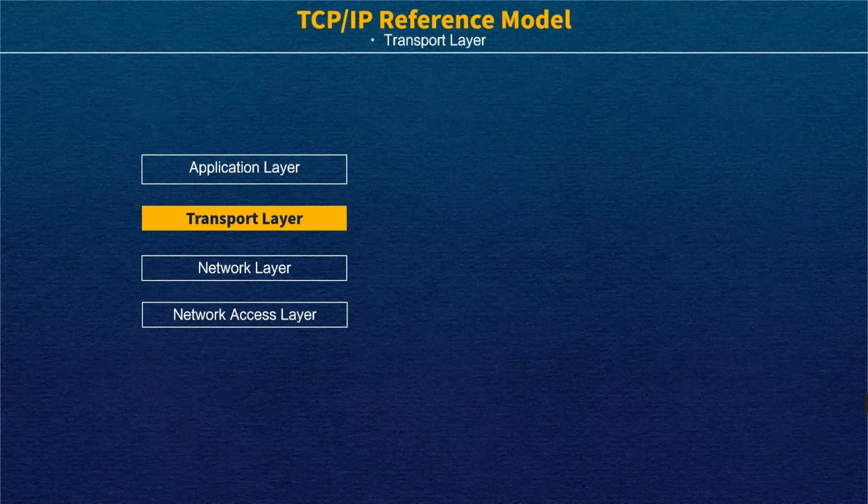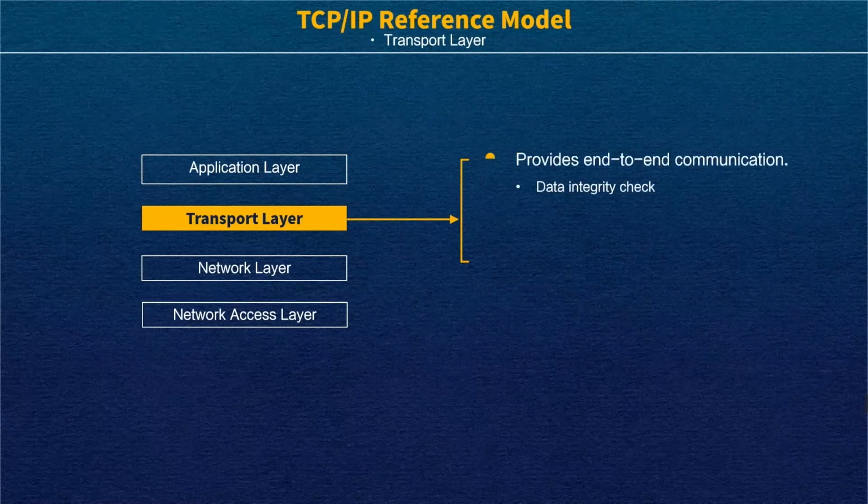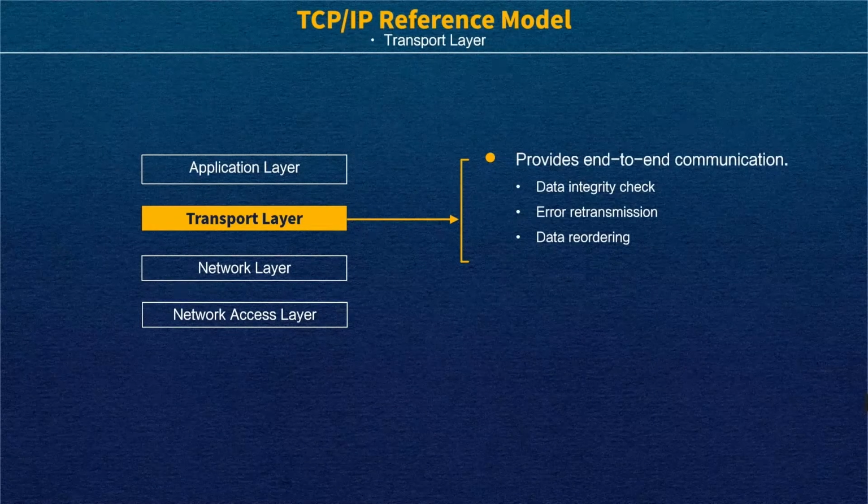And the next layer is the transport layer. About this layer, we provide end-to-end communication, and we have some mechanisms like the data integrity check. When I receive a packet, I will check whether someone changed the information or not. If I receive a packet and some bit is wrong, I will ask the sender to give me a new one. This is the second characteristic, error retransmission.